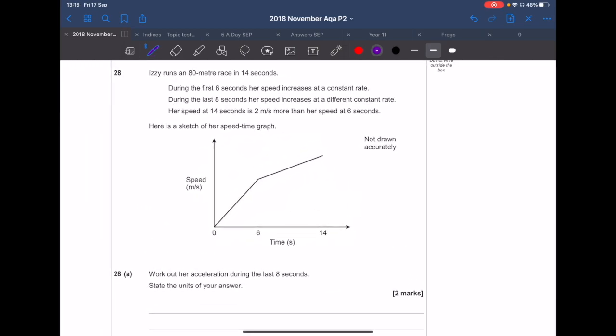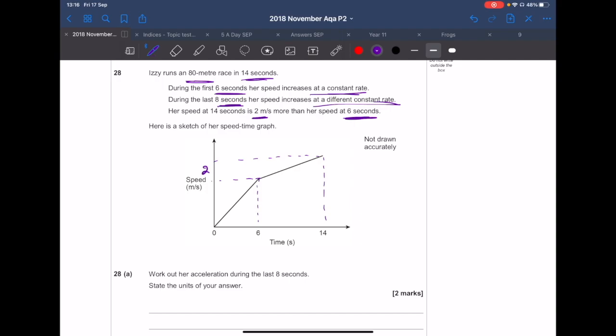So Izzy runs an 800-meter race in 14 seconds. Sorry guys, got a drink of water. Izzy runs 800 meters in 14 seconds. During her first 6 seconds, her speed increases at a constant rate. You can see here, the next 8 seconds, her speed increases at a different constant rate. Her speed at 14 seconds is 2 meters per second more than her speed at 6 seconds. So the difference here must be 2.